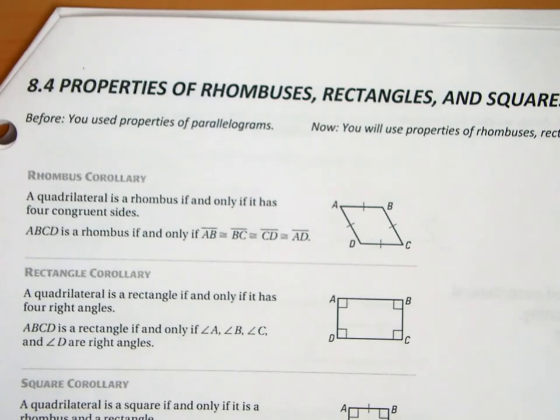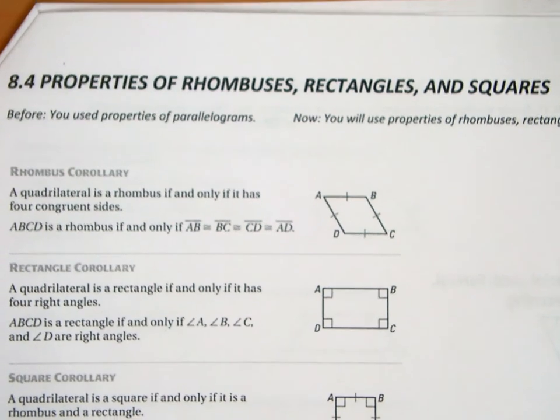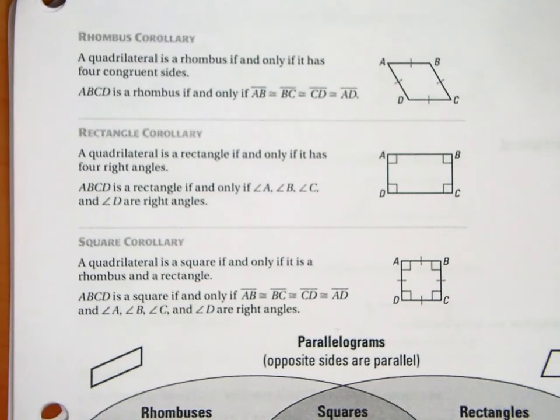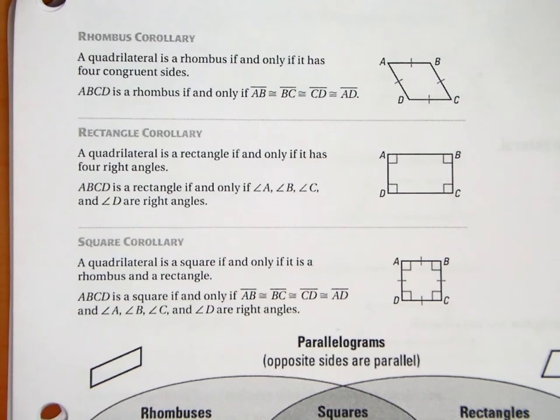8.4. So, properties of rhombuses, rhombi. Oh, you guys cannot see what I'm doing. I can see what I'm doing. Rhombi, rectangles, and squares. Before, you used properties of parallelograms; now you're going to use the properties of rhombi. Rhombuses is a crazy word. Rectangles and squares. These are the set definitions that your book states.